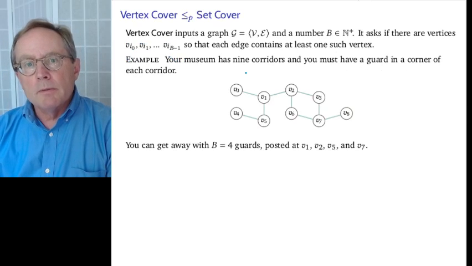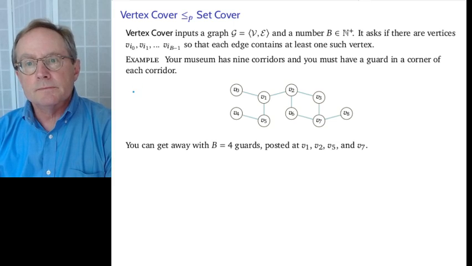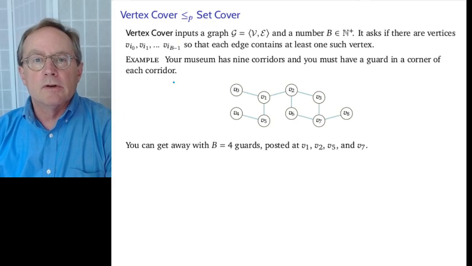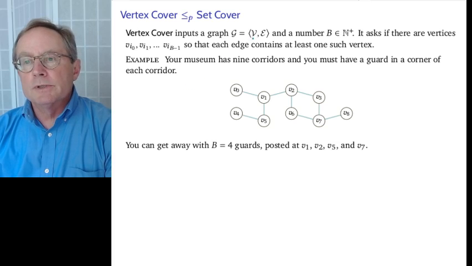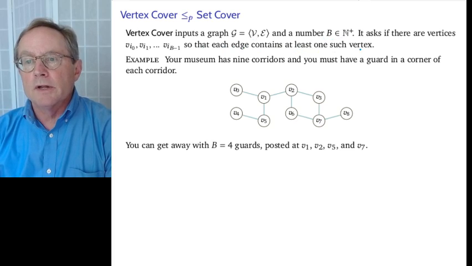Okay, one more problem to go through to illustrate the definition. Deliberately chose one where I think the problems might be a little less familiar. So first problem is vertex cover, second problem is set cover. Vertex cover inputs a graph and a number b. It asks if there are b vertices so that each edge contains at least one such vertex.